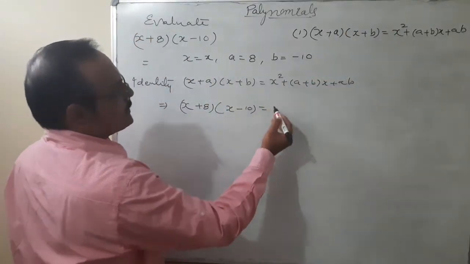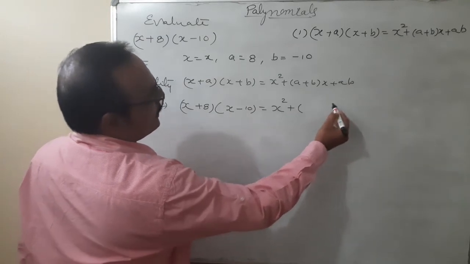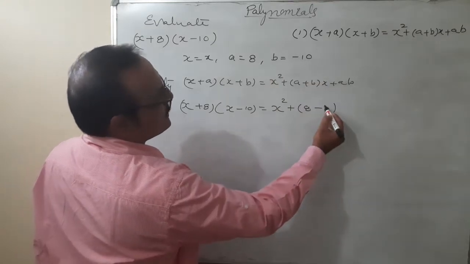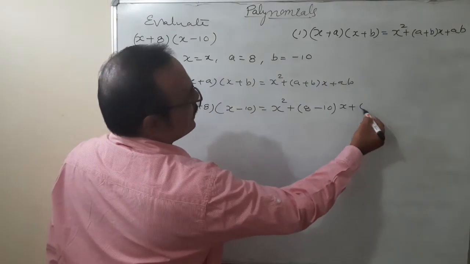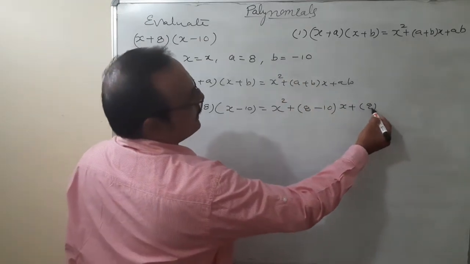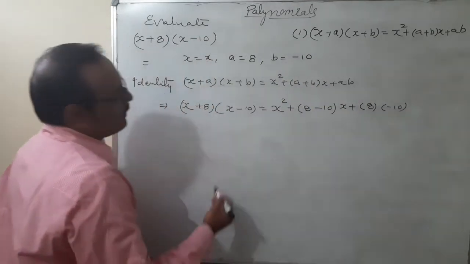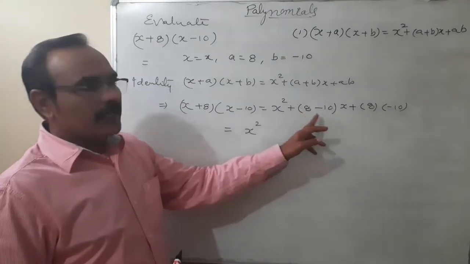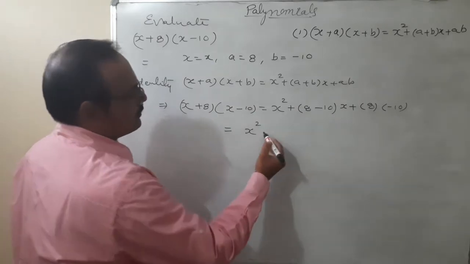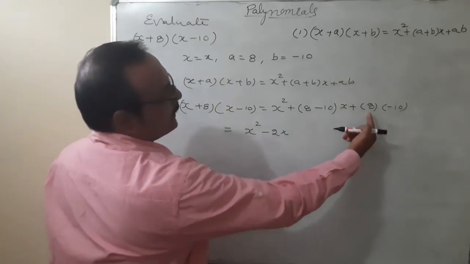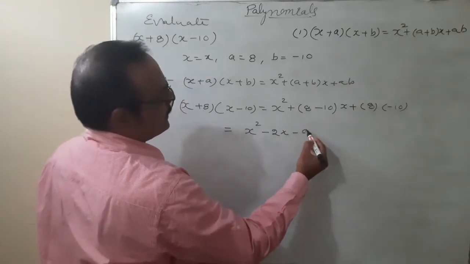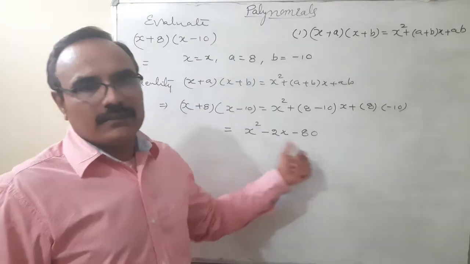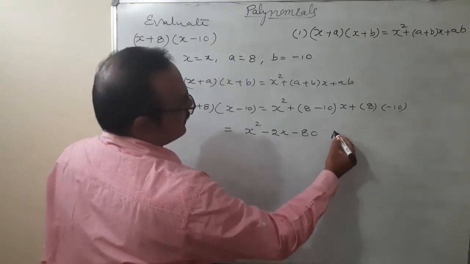Okay. This means x square plus in bracket a plus b. A, that means it is 8, plus b, minus 10, into x plus ab. A is 8 and b is minus 10. So that means it is coming x square plus 8 minus 10. It is minus 2. Minus 2x and 8 times 10 is 80 with minus sign. Minus 80. X square minus 2x minus 80. This is the evaluation of this question. Is it okay?